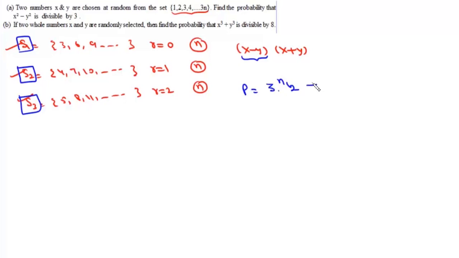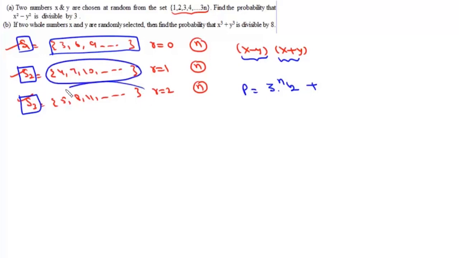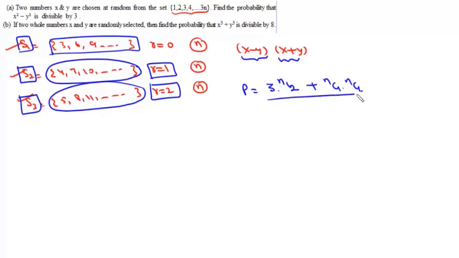So there will be 3 into nC2 plus, now this x plus y will be divisible by 3 if either both the numbers are from this set S1, which we have already included, or when one number is from S2 and the other number is from S3. And in this case we have nC1 and nC1. In that case, the sum of remainders will be 3, so this number x plus y will be divisible by 3. So this required probability will be favorable divided by total.